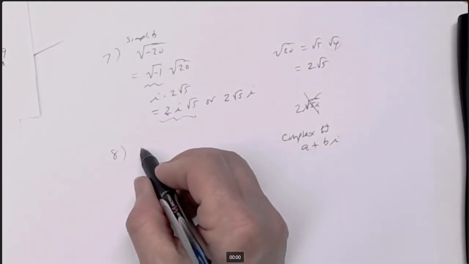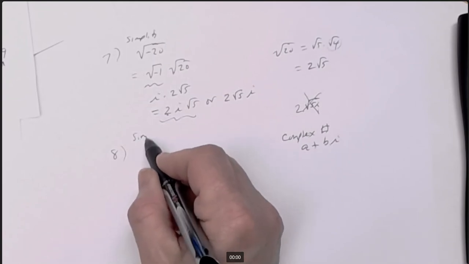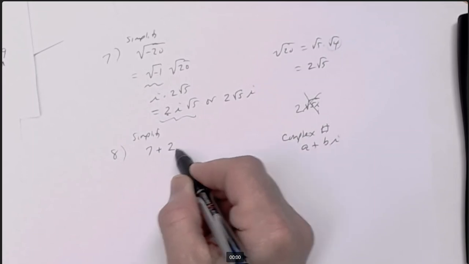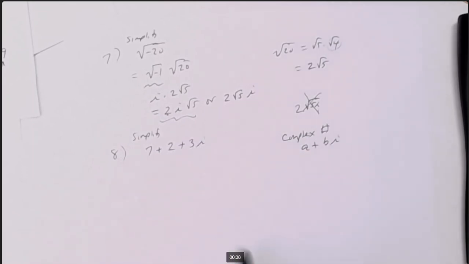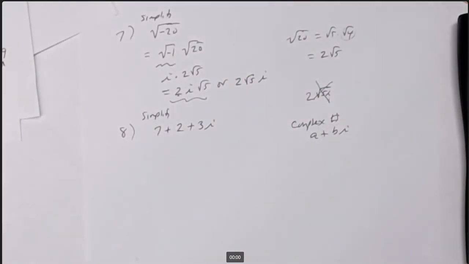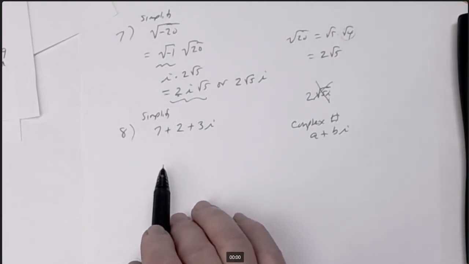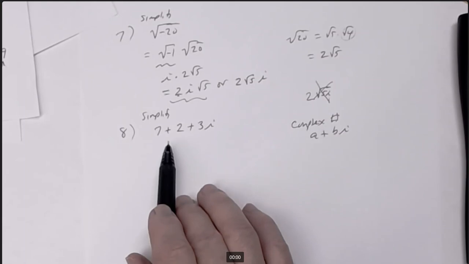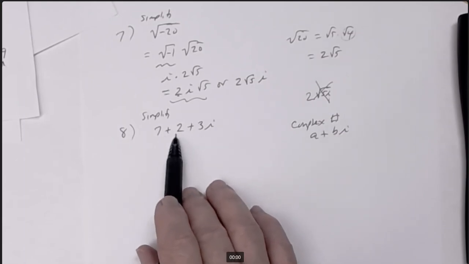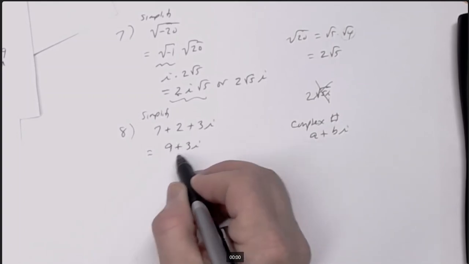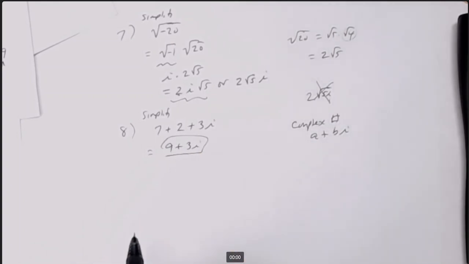7 plus 2 plus 3i. Combine like terms. I have 3 terms here. Which 2 terms can I combine? 7 plus 2 is what? Yeah, so you get 9 plus 3i. Those are not like terms anymore because that has an i in it and this does not. So that's of the form a plus bi.